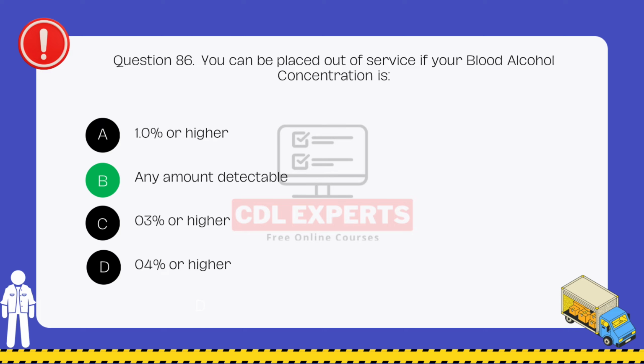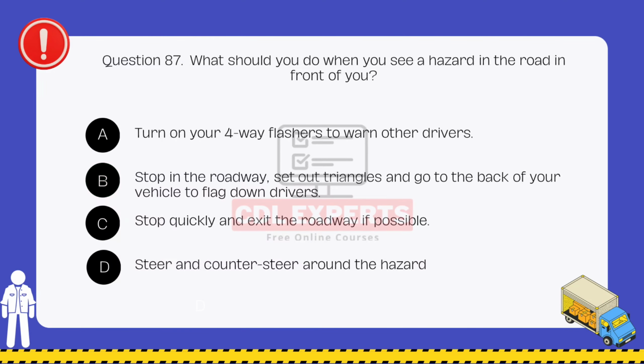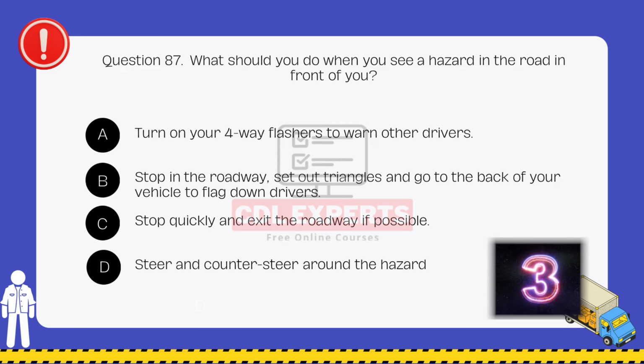The correct option is B. What should you do when you see a hazard in the road in front of you? Turn on your four-way flashers to warn other drivers. Stop in the roadway, set out triangles, and go to the back of your vehicle to flag down drivers. Stop quickly and exit the roadway if possible. Steer and counter-steer around the hazard.